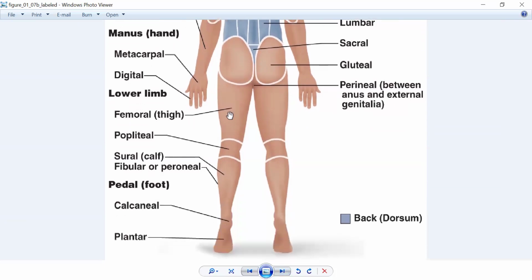The upper part of the leg, again, just like in the front, is femoral. The back of the knee is called popliteal. The calf region is called sural. Again, the side of the lower leg is fibular or peroneal. And that's that. Don't get peroneal confused with perineal. The whole foot, again, is called pedal. And then the heel region is calcaneal. And the sole of the foot, think of planting your foot down onto the floor. It's called plantar.